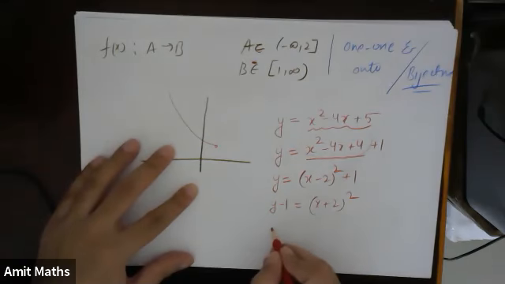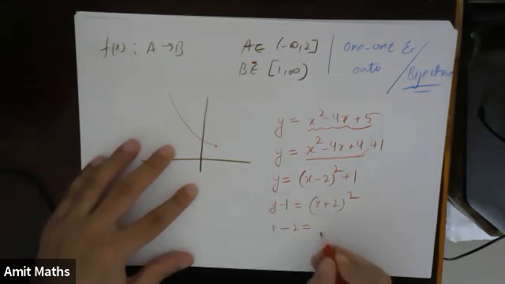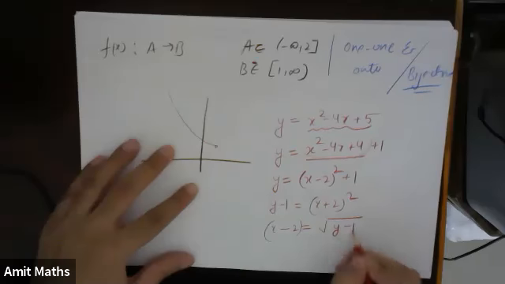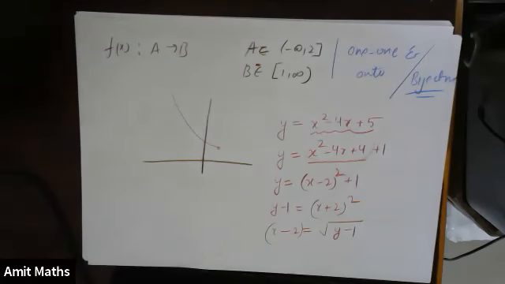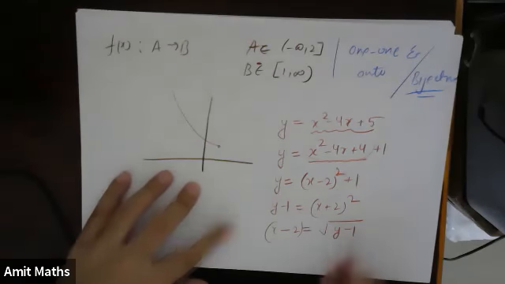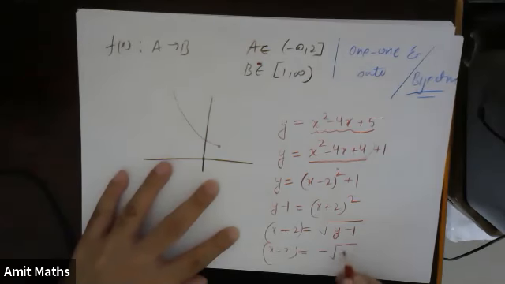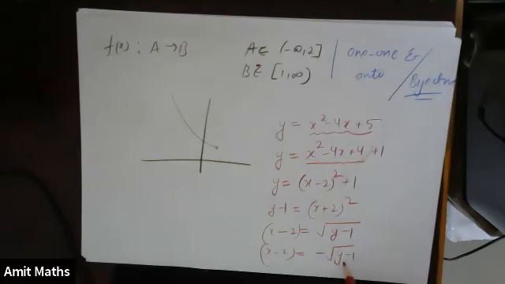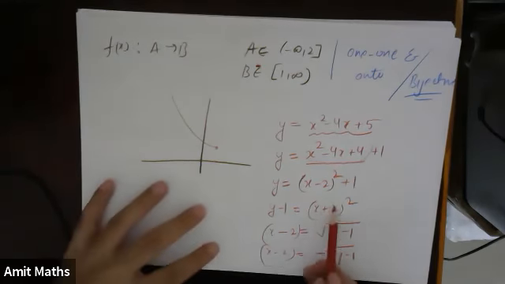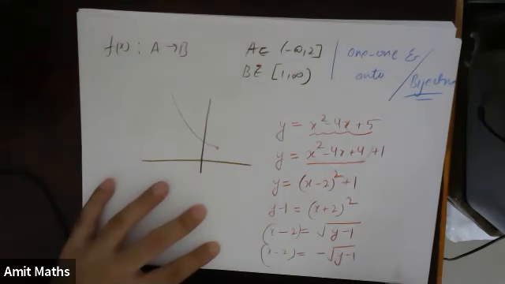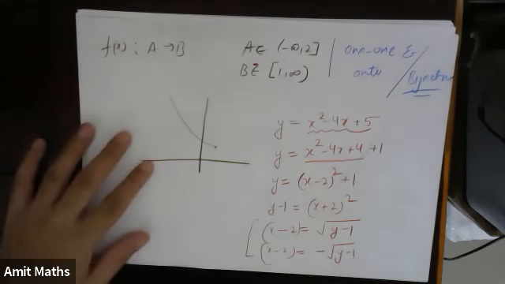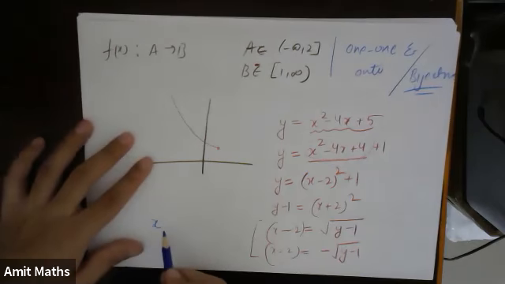So this will become x minus 2 is equals to under root of y minus 1. Also, because there is a square, we will have x minus 2 is equals to minus of under root of y minus 1. Both plus or minus. Understood? Now, when I take the root, it will become plus and minus. This is okay.